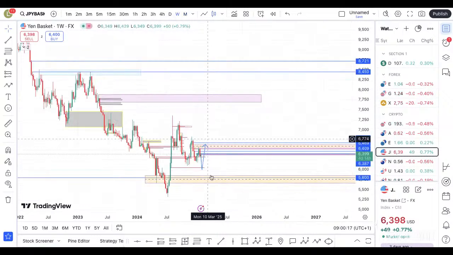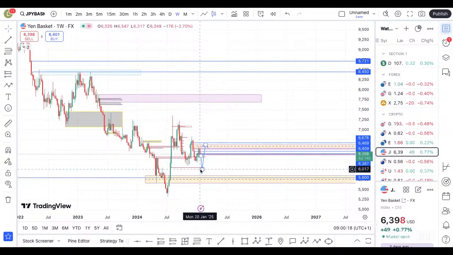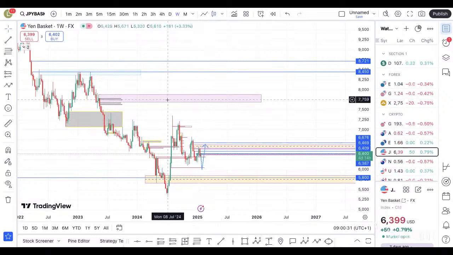So we've seen how price has come all the way down, and we've seen the market structure shift to the upside. So what we are expecting now is price to come, clear liquidity here, and we resume all the way to the upside. Where are we heading to? If price picks up from this level, we are coming all the way into this level here. All right, so that is it for the yen basket on the daily time frame.